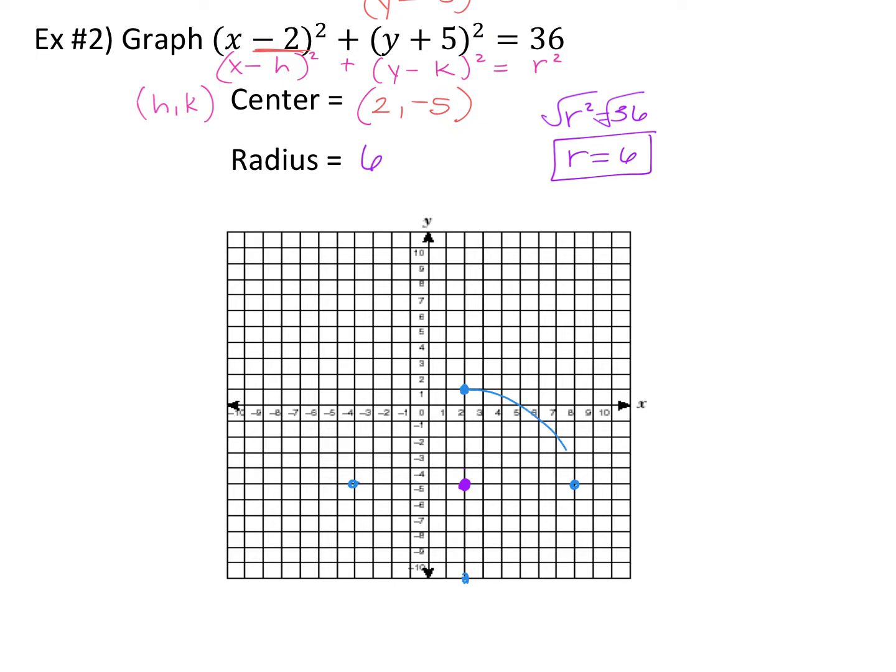Freehand that circle. It really isn't going to look like a circle, but pretend I shrunk down my graph a little too much. And that's what you get. So I need to see those 5 points, the 4 that are on the circle and your center. The rest of it can be freehand. Questions on that? Moving right along.